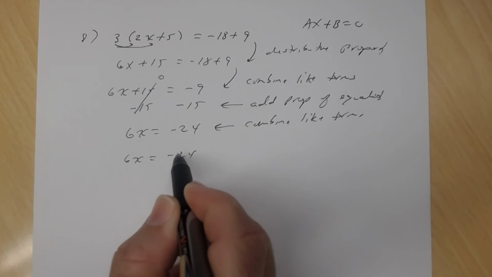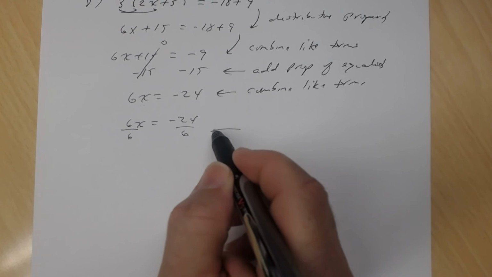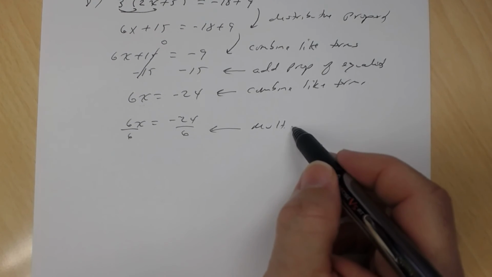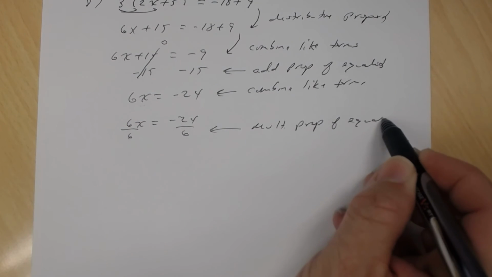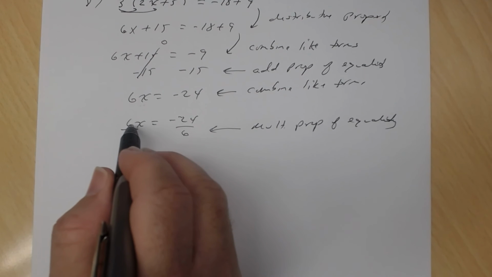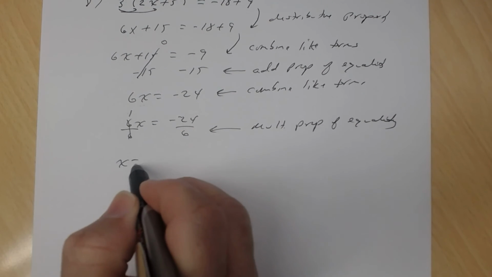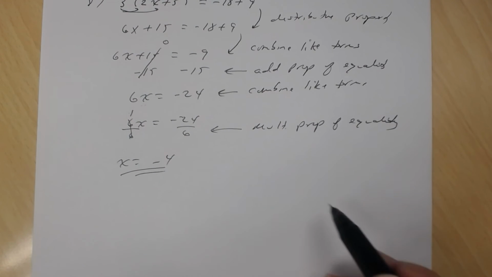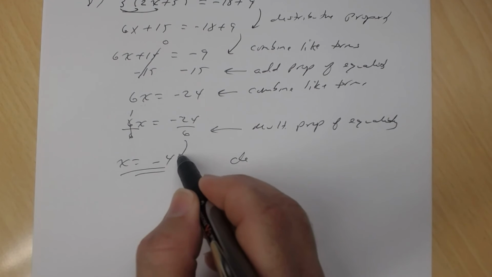Let's go ahead and rewrite this over. So I'm going to say divide by 6, divide by 6. Remember, that's the multiplication property of equality. That's what allows me to divide both sides by 6. Okay, so now I'm going to simplify it. 6 divided by 6 is 1. 1 times x is x. Negative 24 divided by 6 is a negative 4. So there's your solution.